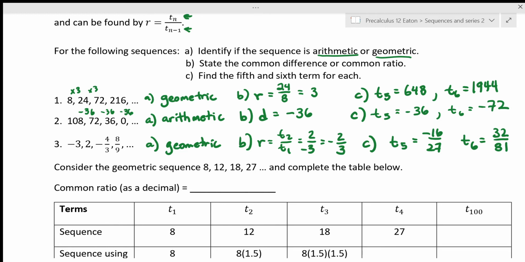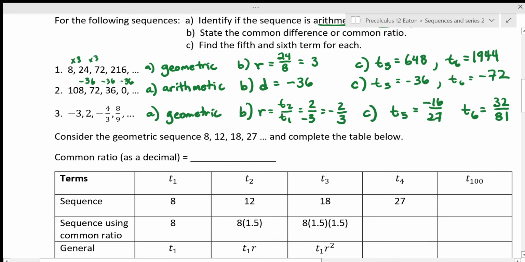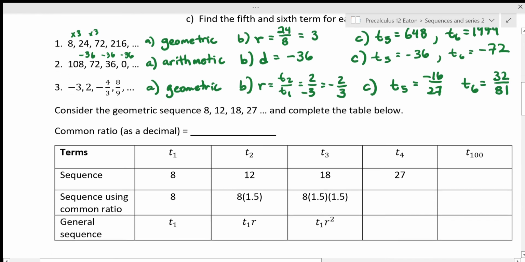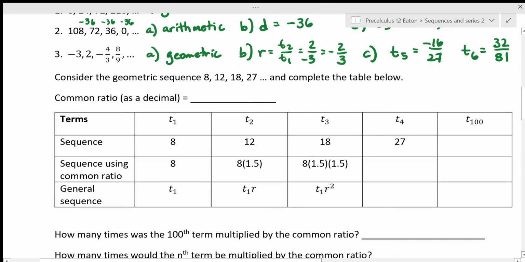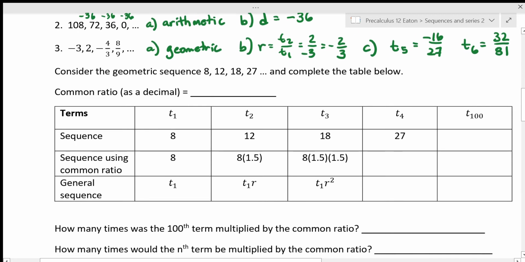So now we can tell the two apart. Now we're going to see if there are some similar shortcuts we can use for geometric sequences, like the ones that we used for arithmetic, to find the general term of a geometric sequence. So we have a sequence 8, 12, 18, 27. So let's figure out what our common ratio is.